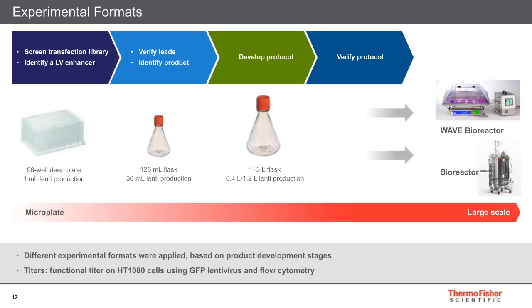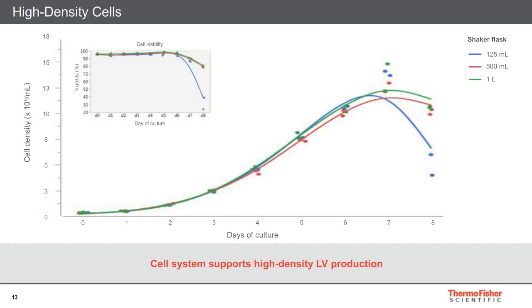So really, to be able to do a massive screening of all those components, we use 96 deep well plates. That's the beauty about suspension cells. You can actually use deep wells and check the cells in each well, and that allows you to do a lot more combinations. And then once we find the leads and new products, we verify them in shaker flasks, first moving at 30 mL lenti productions, then to 1 liter, and now we're in the process of verifying the protocol and adapting to larger platforms such as the Wave or bioreactors. And like I said, all our titers were functional titers on HT1080 cells. For the screening, we used GFP as a readout vector and flow cytometry to look at the titers.